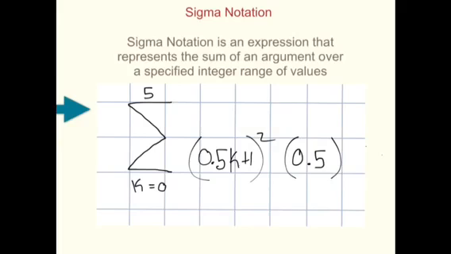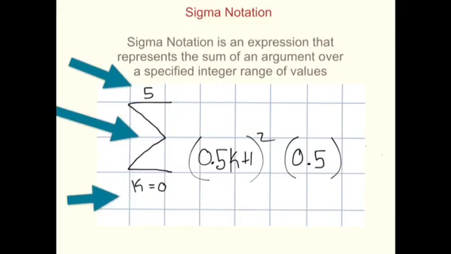The symbol that somewhat resembles the letter E is called sigma. The number on top of the sigma and the number on the bottom of the sigma are known as the indices. The top number is the ending point, and the bottom number is the starting point. The equation next to sigma is the argument or expression that explains how the area under the curve is progressing.